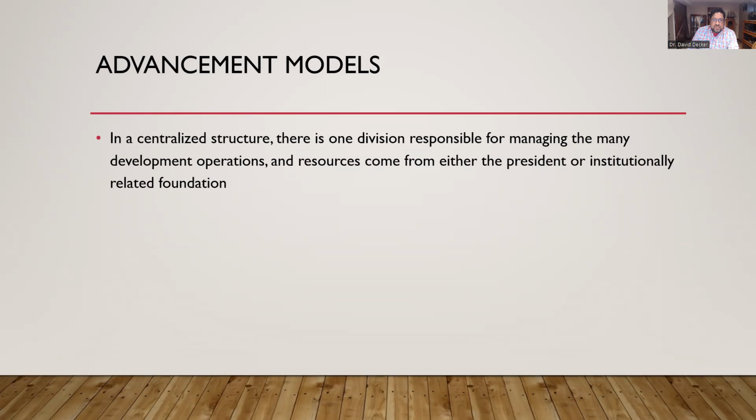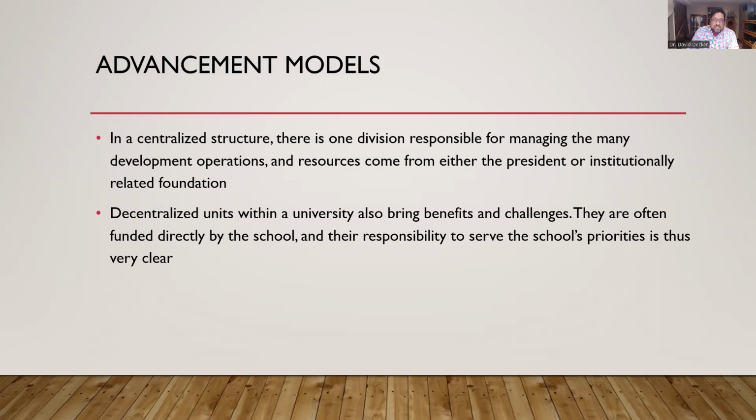And so there's one central office that handles the advancement operations, as opposed to decentralized, where the units are basically housing their own advancement offices. A school of business may have their own alumni person, their own fundraiser, may even have their own gift processor. In the decentralized model, those units are the ones funding the operation and housing their operation.